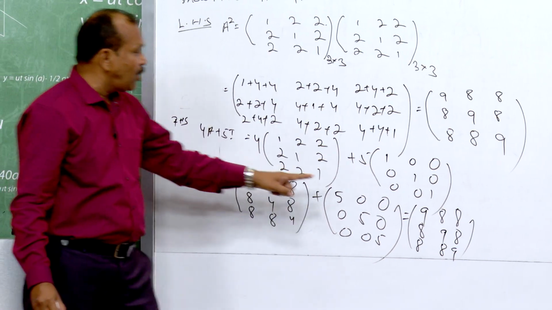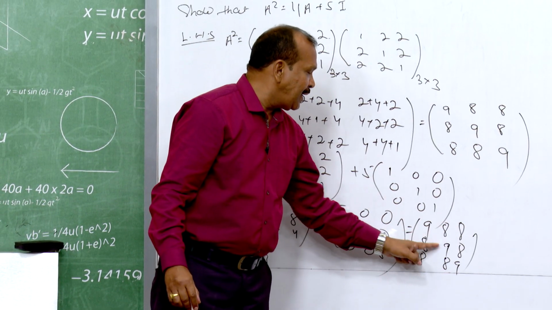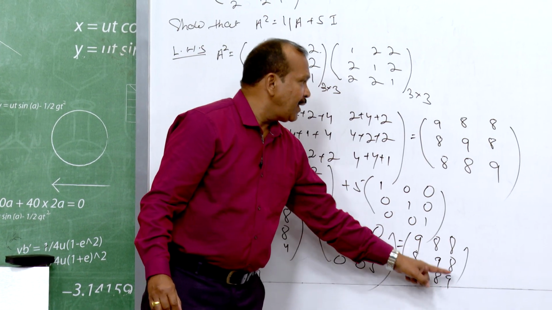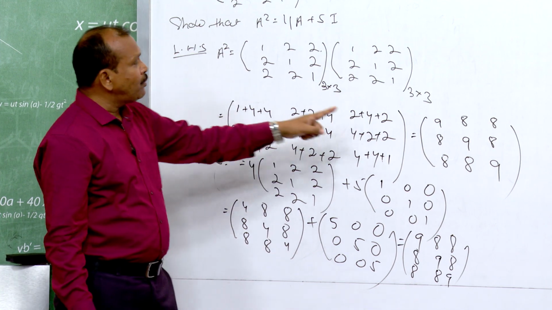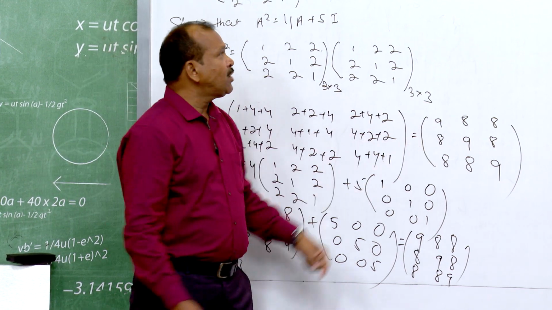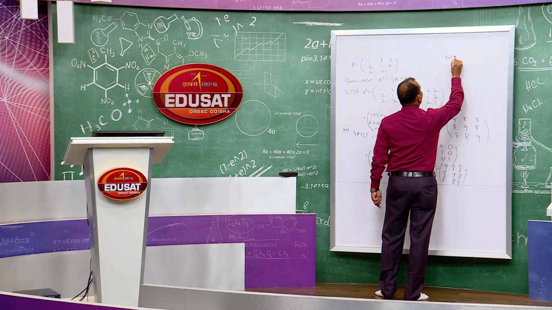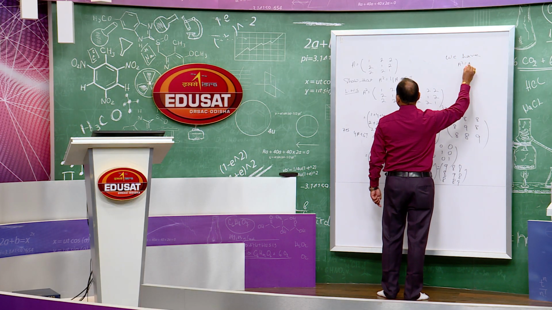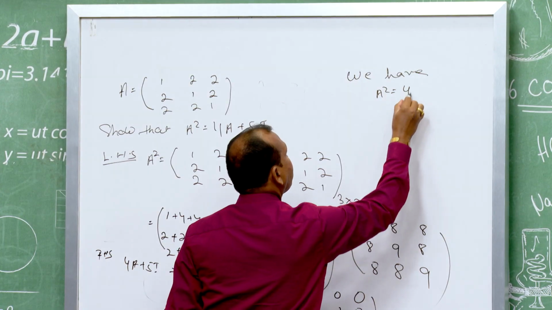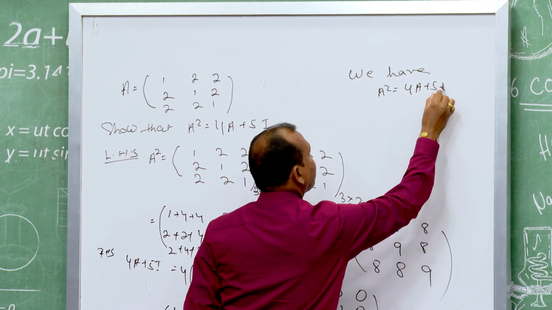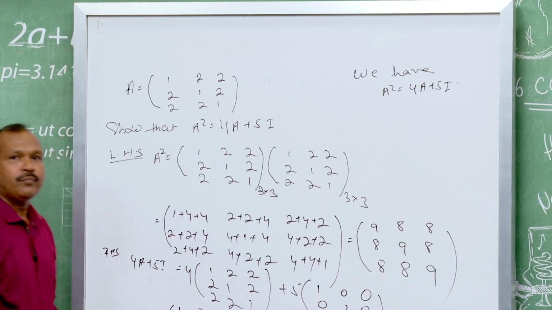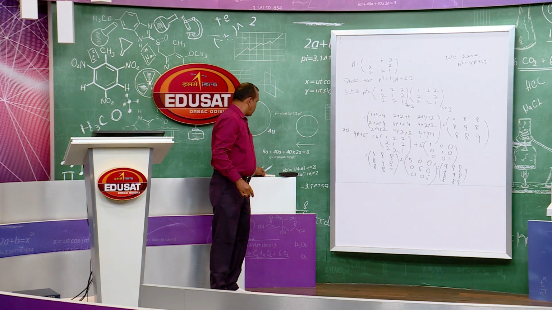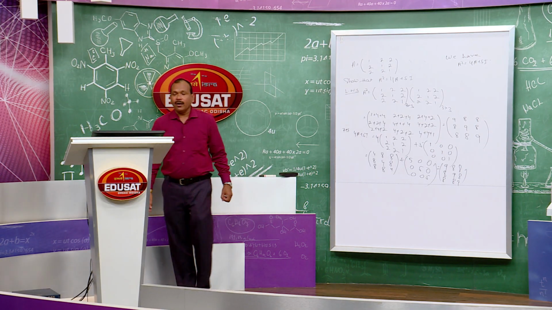4A plus 5I is equal to 9 8 8, 8 9 8, 8 8 9, and we have A square. A square is equal to 4A plus 5 times I. We have 4A plus 5 times of I.